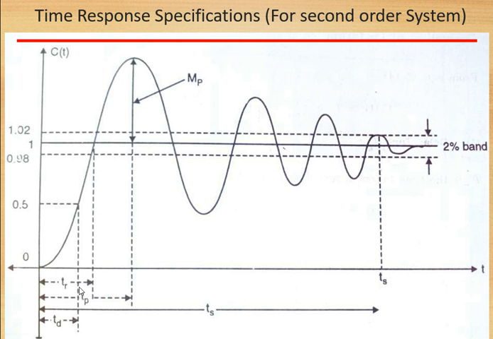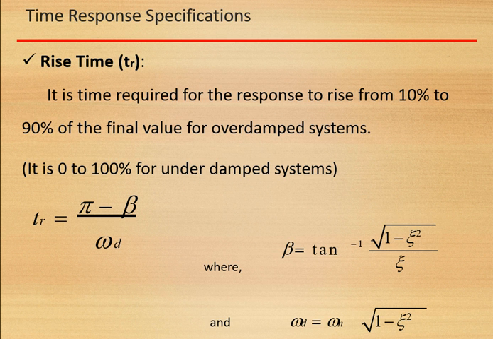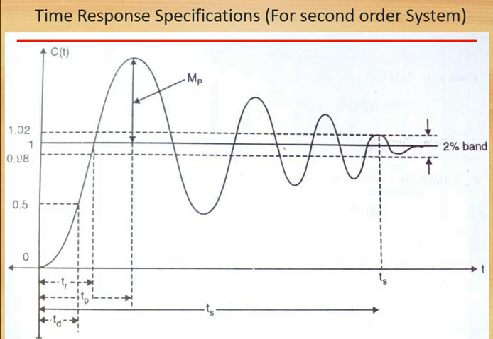This is your TR, and if you solve this equation for TR, you will get the equation like this: pi minus beta divided by omega d. Where omega d is equal to omega n into under root 1 minus zeta square, and beta is equal to tan inverse of under root 1 minus zeta square divided by zeta. The explanation of this is again given in a book, so you can refer to that. You can derive the equation for this with the help of this equation again. So this we have seen.